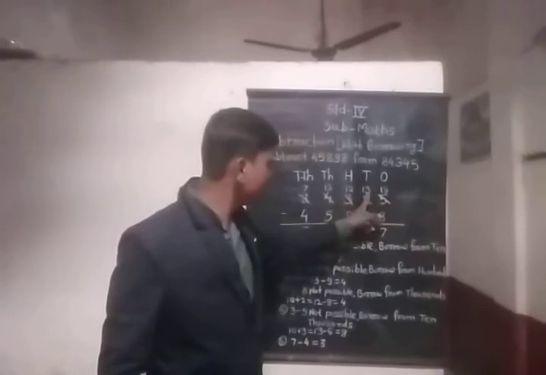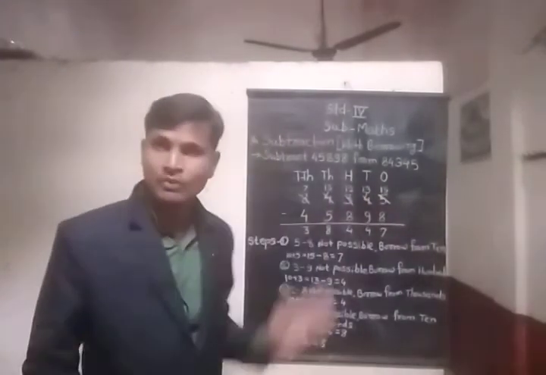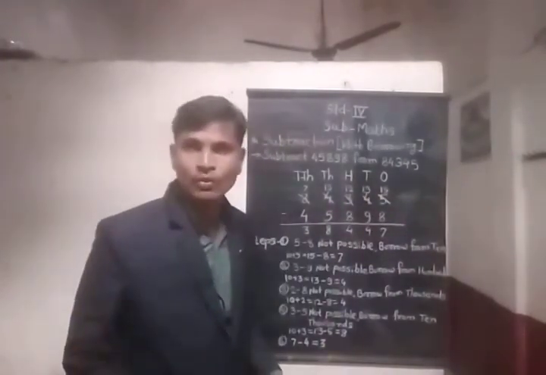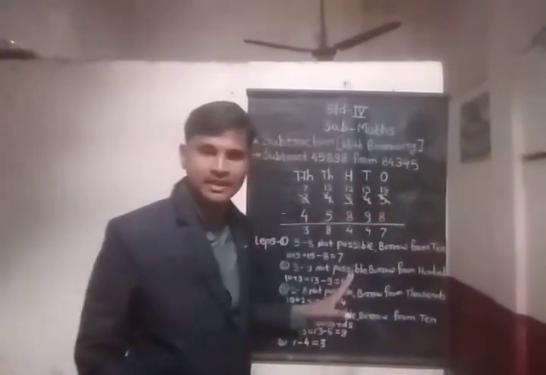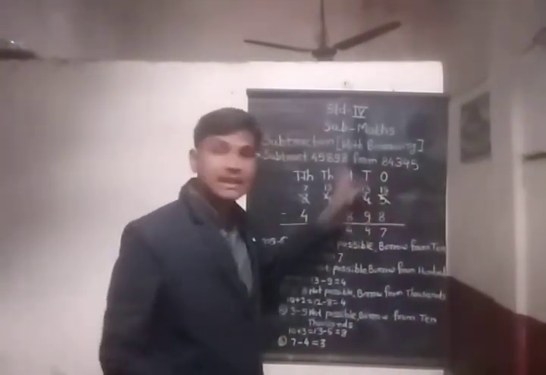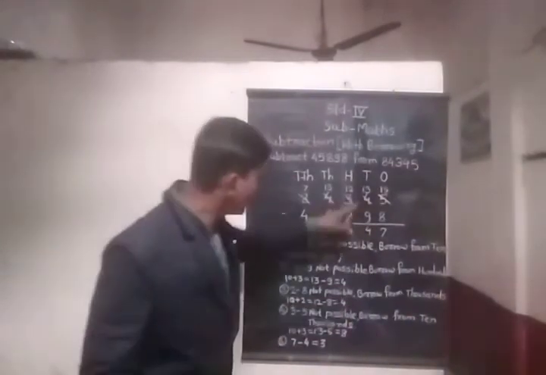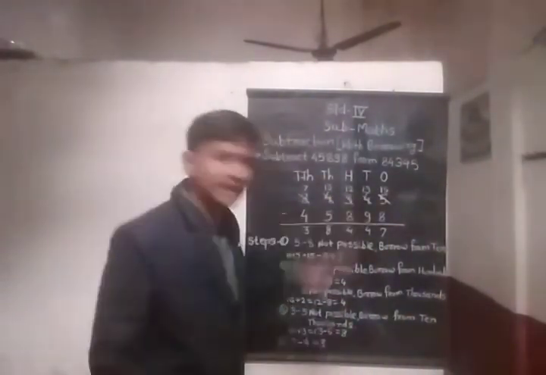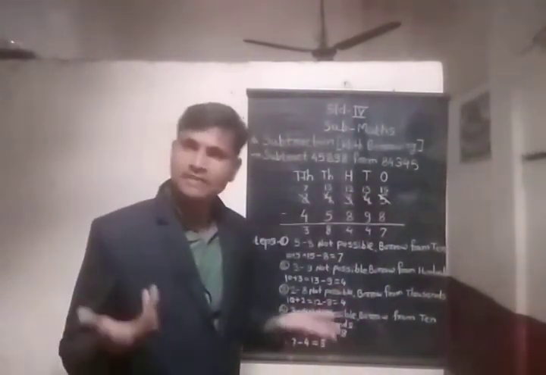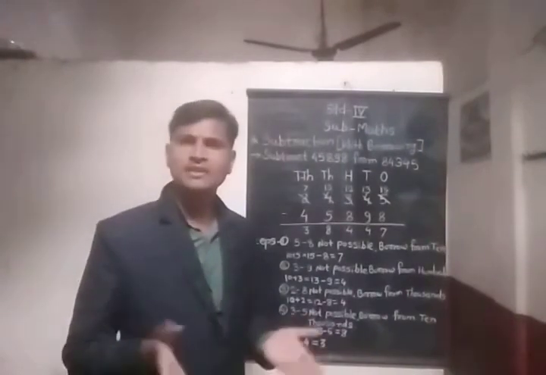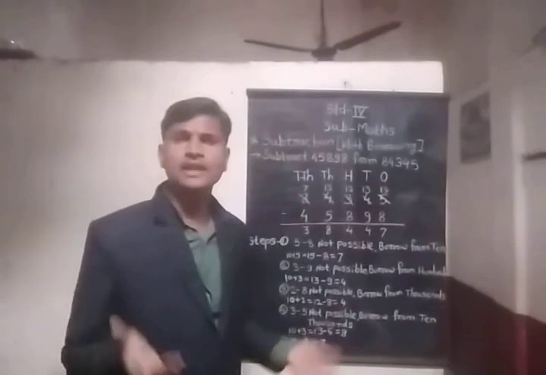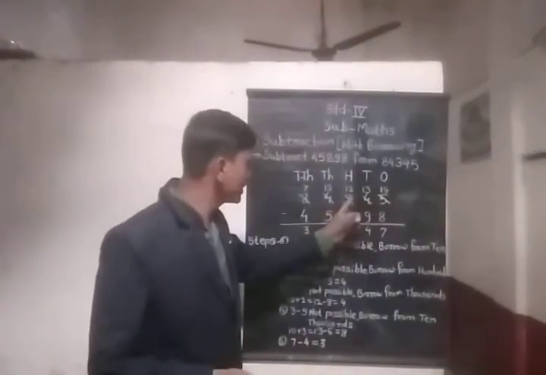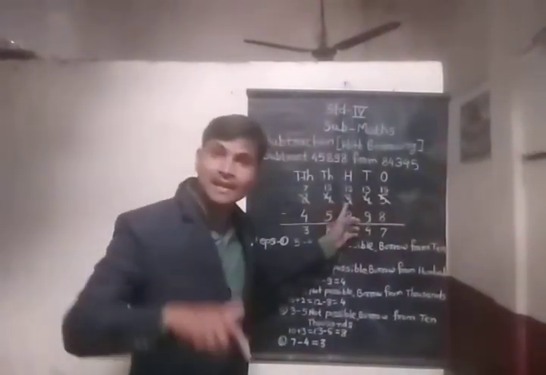So what remains in that? Only 3 tens remain. 1 ten we have given to the ones. Where did we give the 1 ten from here? We gave it to the ones. That is why here 3 tens remain. Now again here 3 minus 9 is also not possible. Why? 9 is more than 3. But we can take a borrow. So we have to take a borrow from the hundreds place.